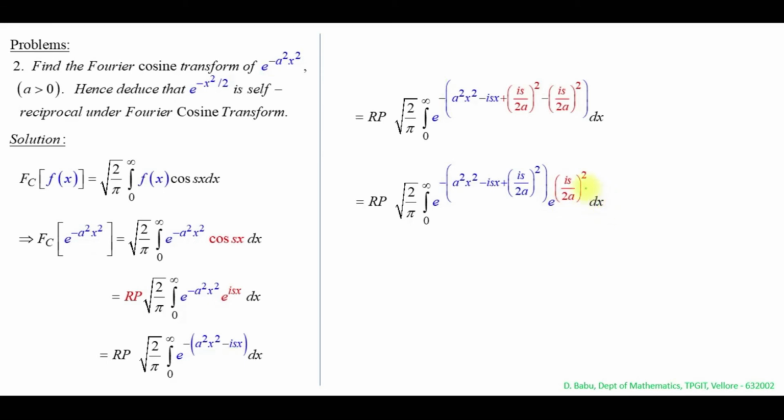With respect to dx, this is constant because there is no x term, so we take it outside. And this can be written using the a minus b whole square formula. This is ax minus, last term is by 2a. Therefore, this can be written as ax minus is by 2a in the whole square. Next, what is i square minus 1? s square by 4a square. So this is e power minus s square by 4a square, 0 to infinity, minus of ax minus is by 2 whole square into dx.